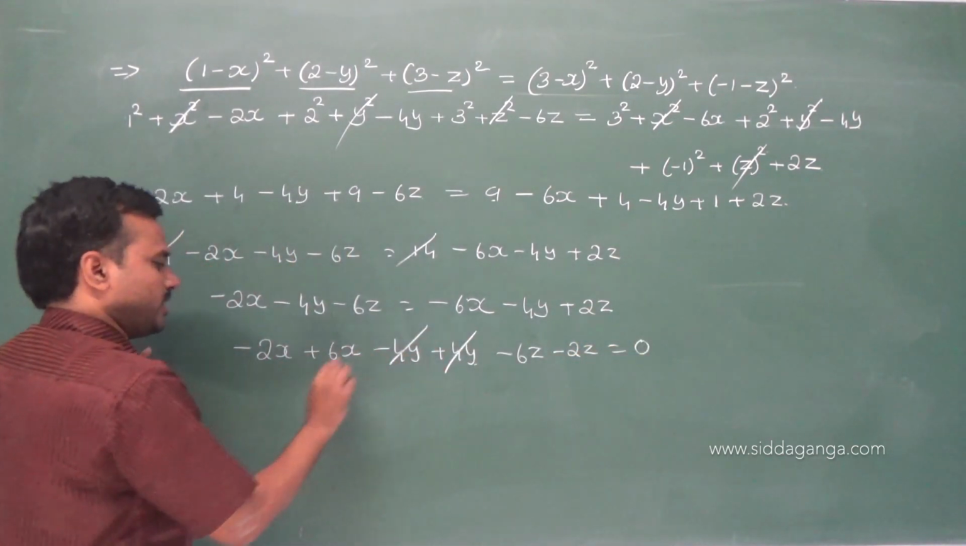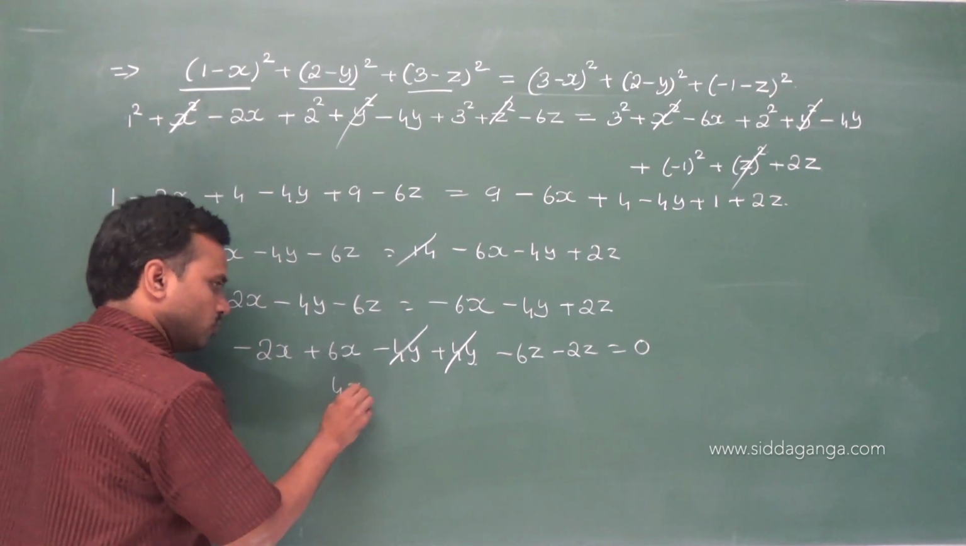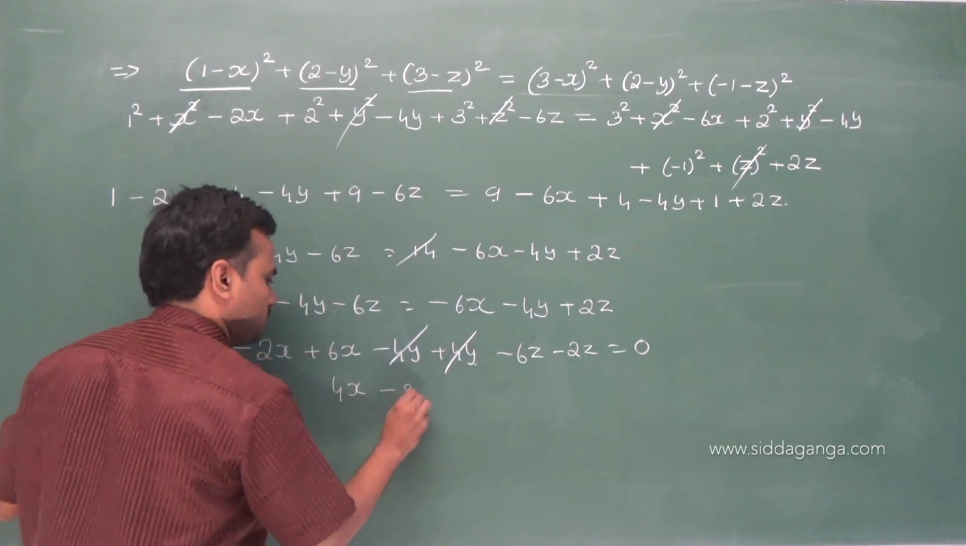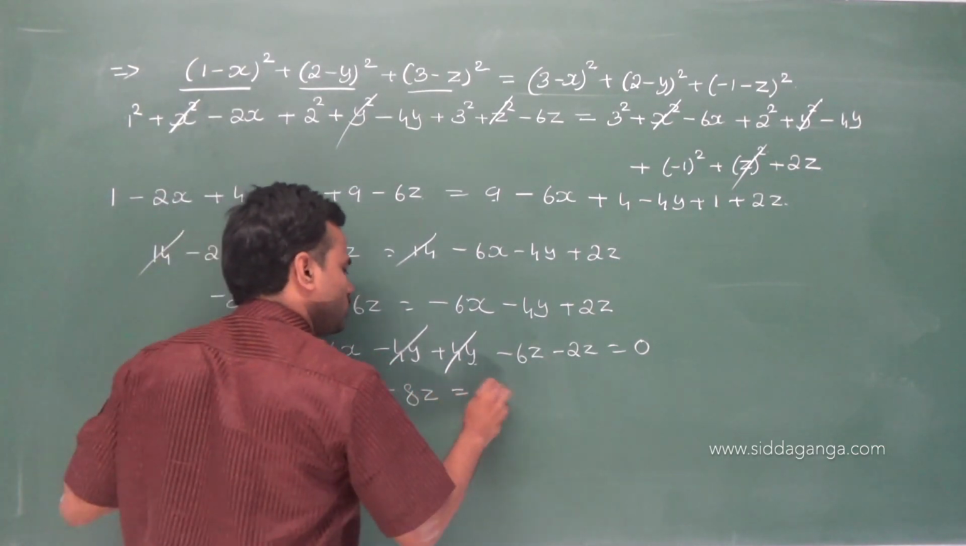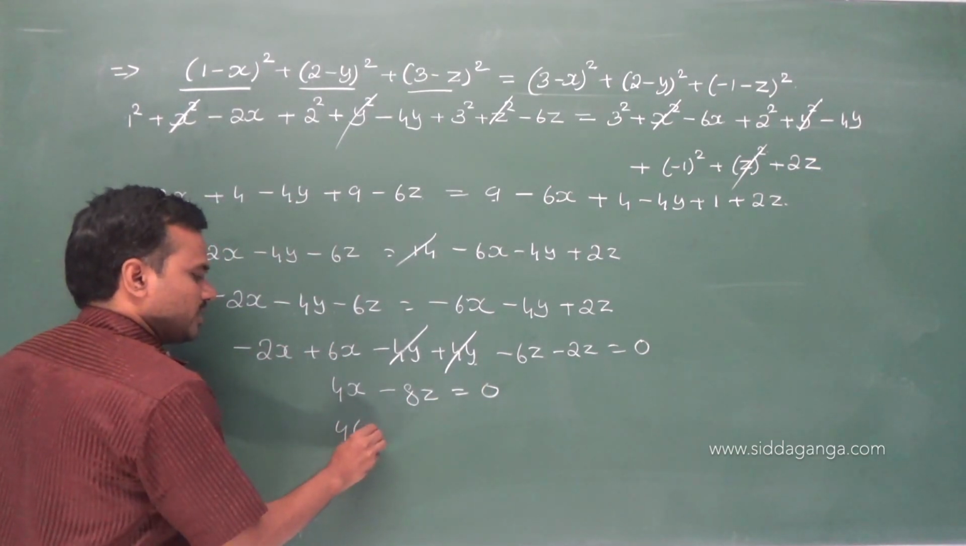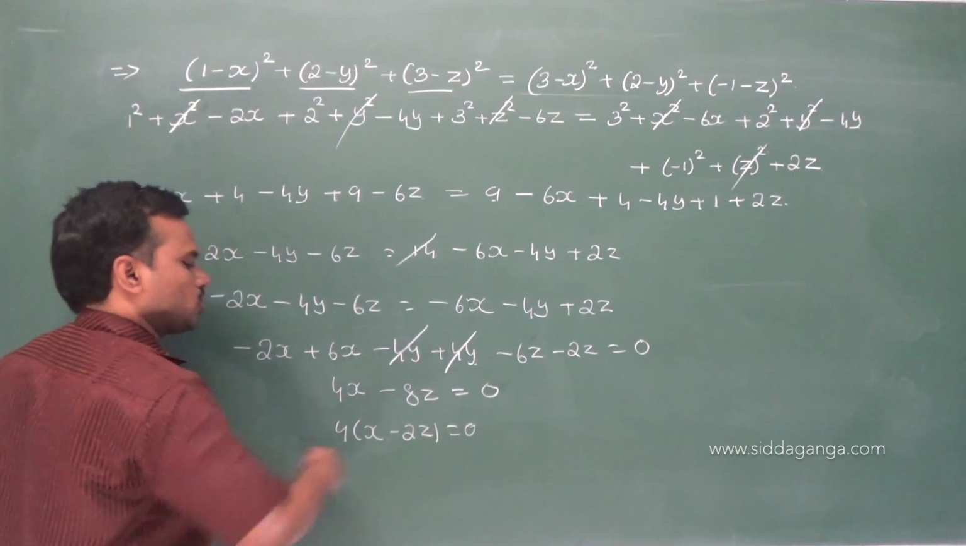Plus 4y, minus 4y get cancelled. 6x minus 2x is how much? 4x. Minus 6z minus 2z is how much? Minus 8z is equal to 0. Here, for 4 we take common, x minus 2z is equal to 0 on cross multiplying.